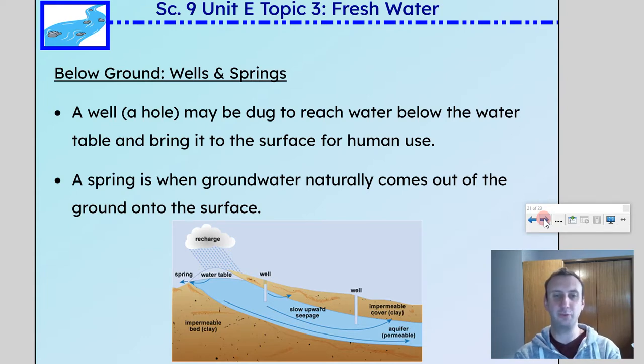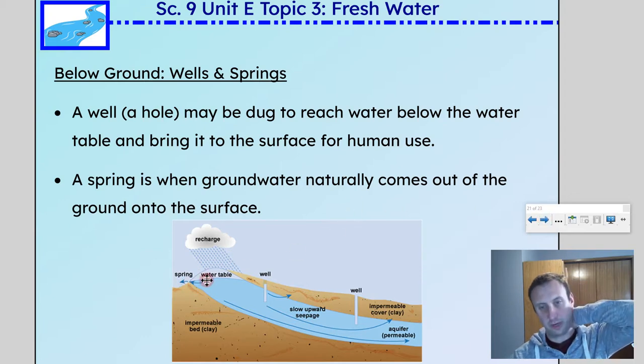A spring is when groundwater naturally comes out of the ground onto the surface. So that's what we're seeing right here. We have a spring where the groundwater is able to get out because the water table is higher than the actual ground at this point. And so we get a spring as water flows out of the ground.